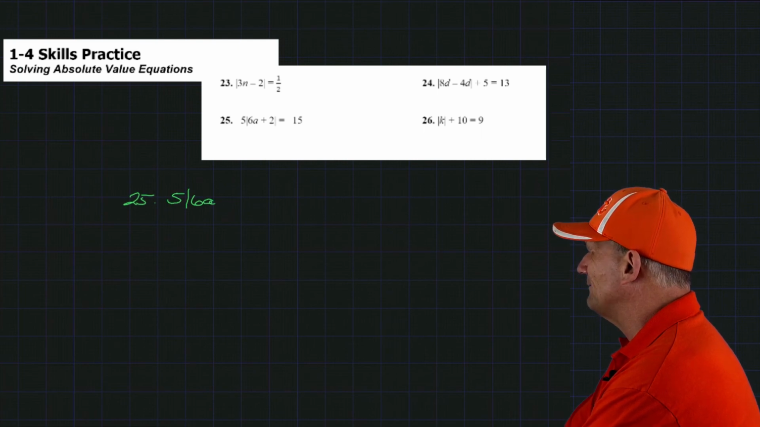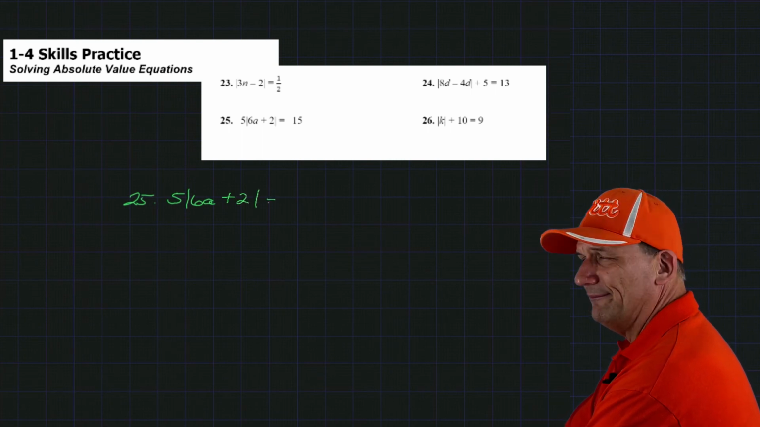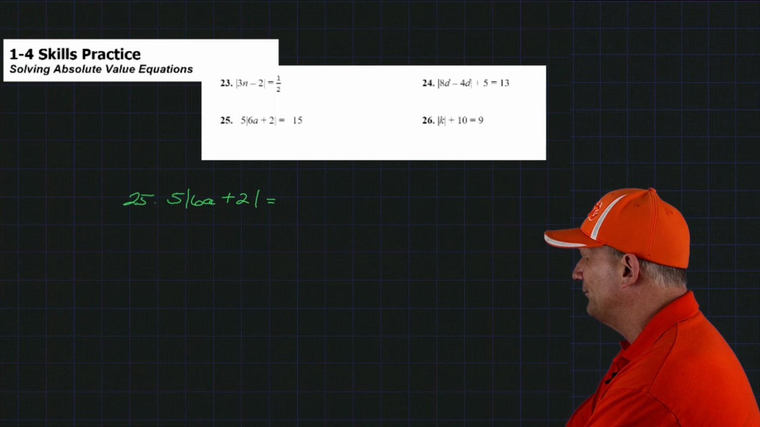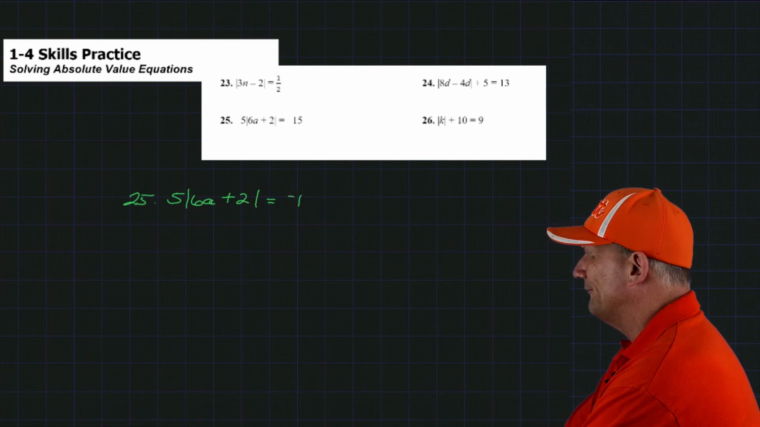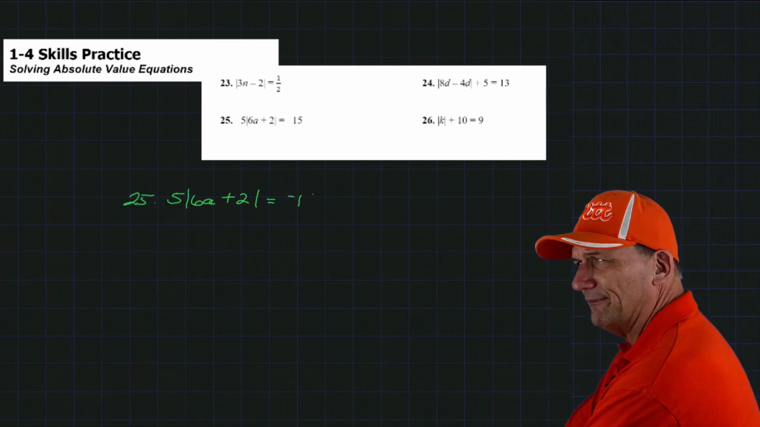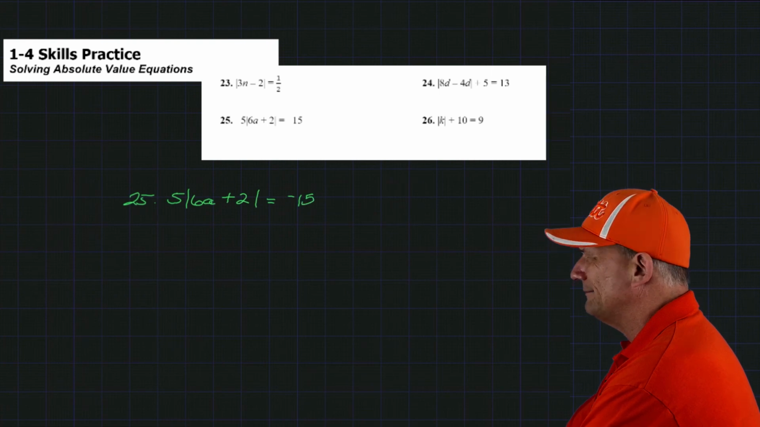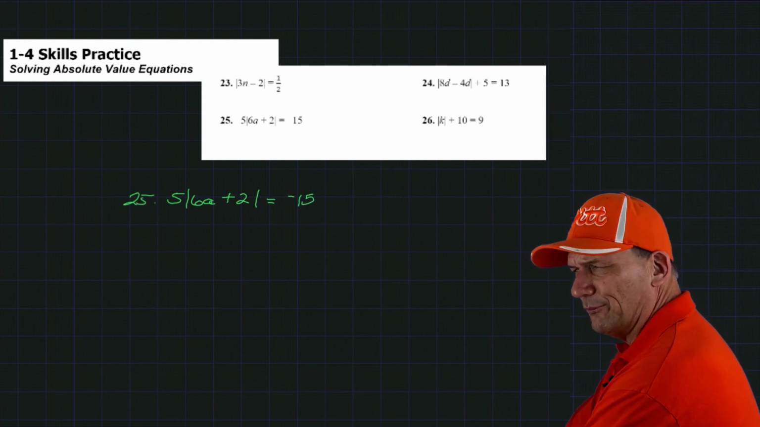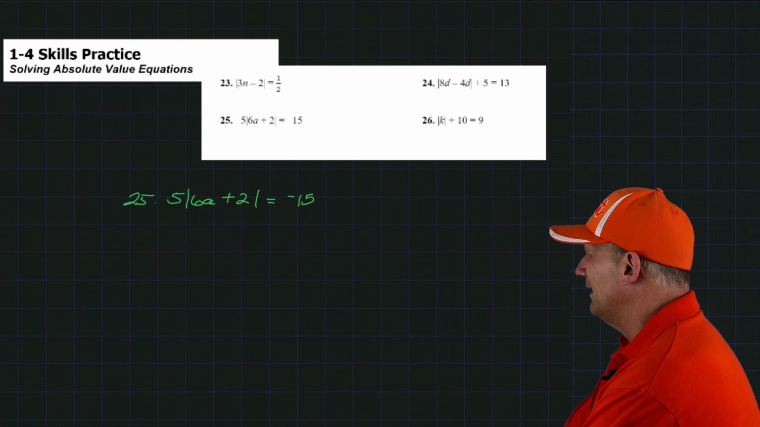Okay, 25. You can see we have the 5 outside the absolute value bracket, so you should pick up on that right away. The first thing you're going to do here, you're going to have to divide by 5, right? Then we can write it twice. All right, so here we go. Divide both sides by 5.